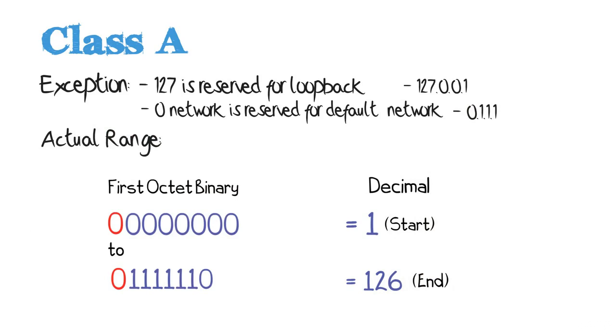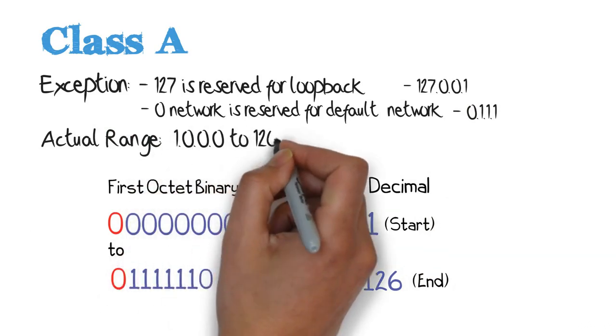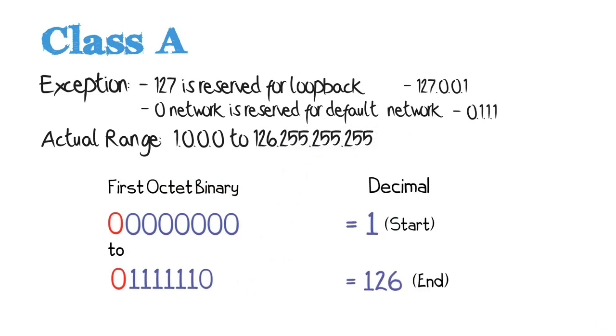So the actual range for class A addresses is the range 1.0.0.0, going through all the combinations up to 126.255.255.255. So in the first octet, the values are from 1 to 126 for class A addresses.